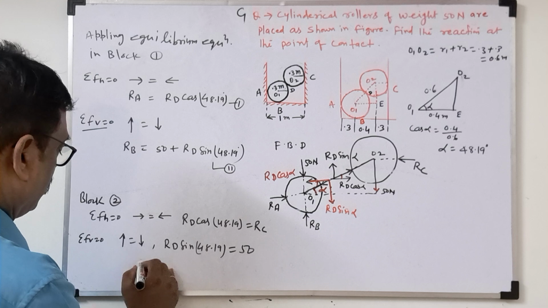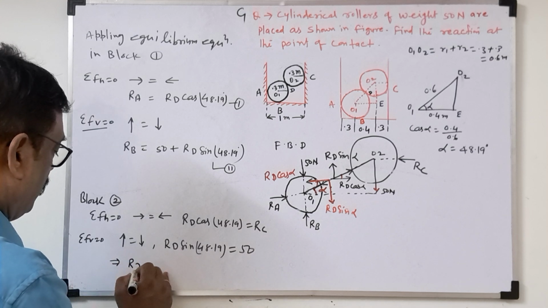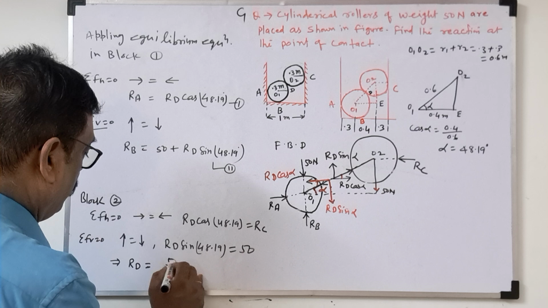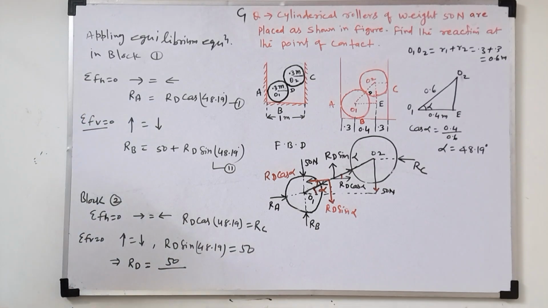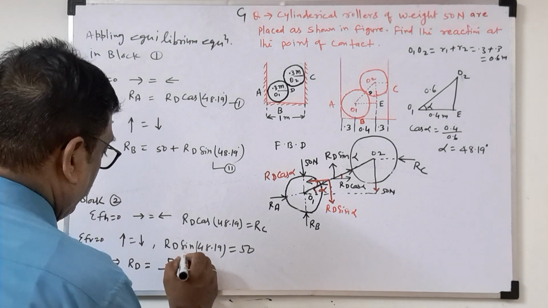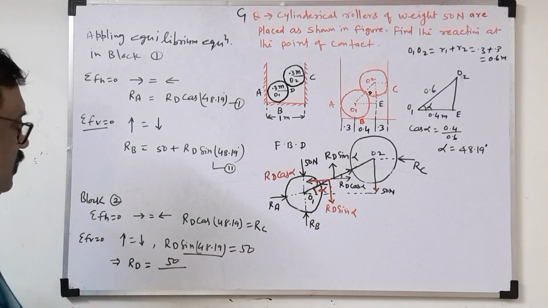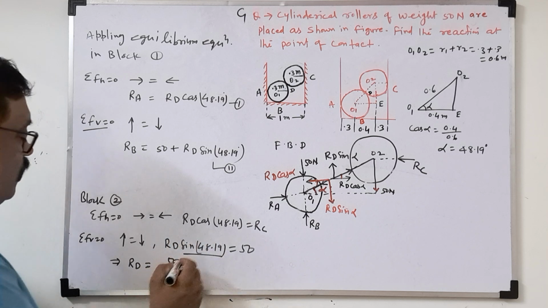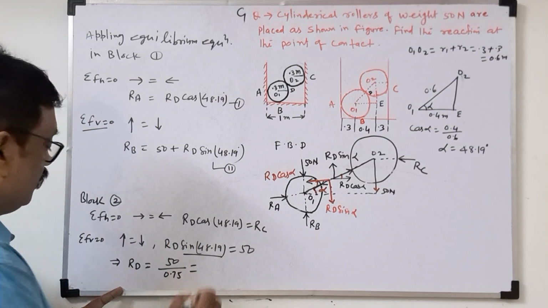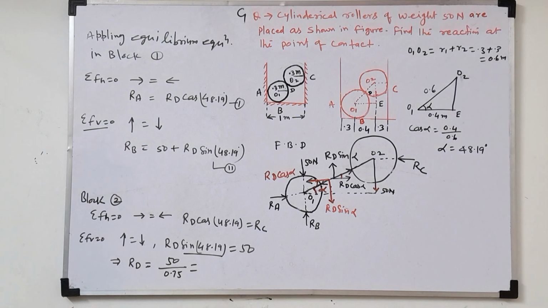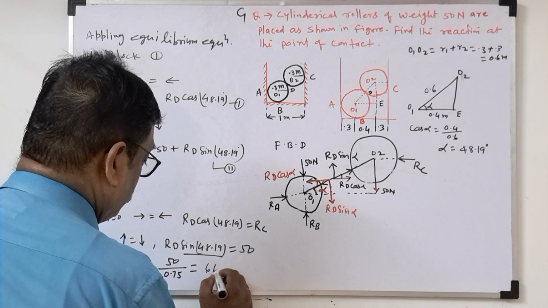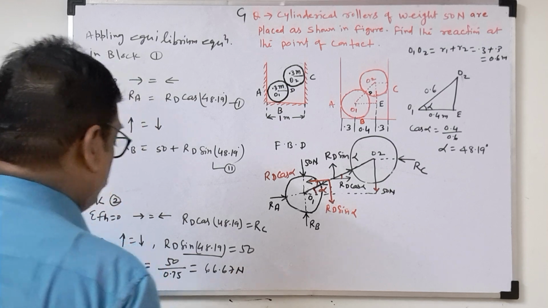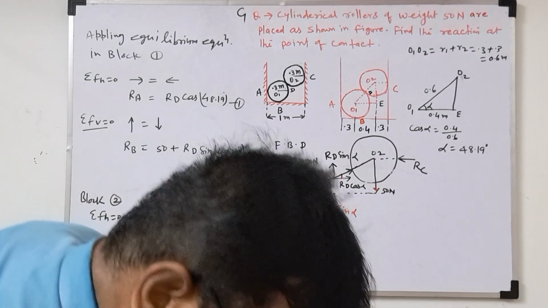So we'll get Rd here. That implies Rd equals 50 divided by sin 48.19. What is the value of sin 48.19? We already calculated it and kept it ready: 0.75. On the calculator, press sin, then 48.19, close the bracket, equal, and this will come 0.75. So the Rd value is coming 66.67 Newton.